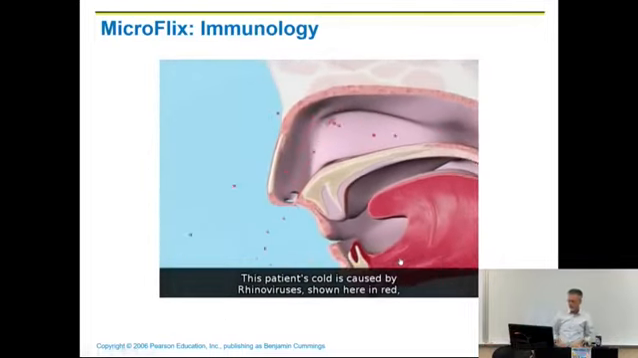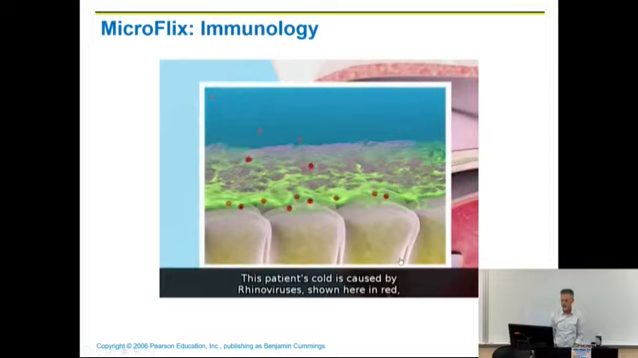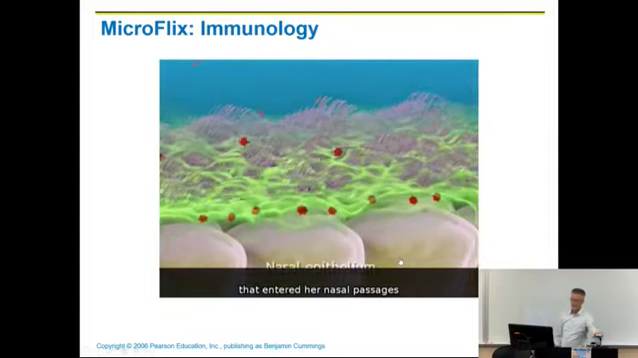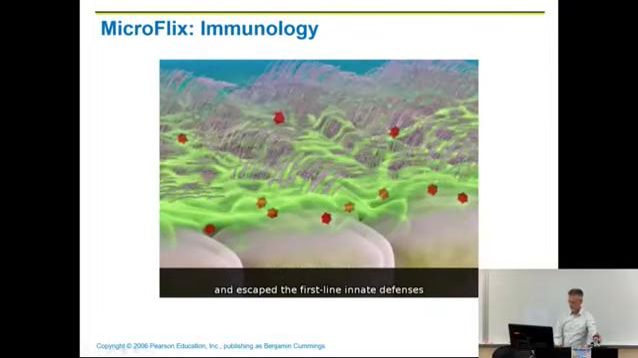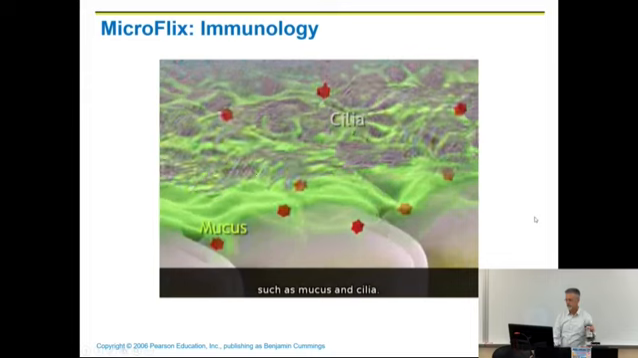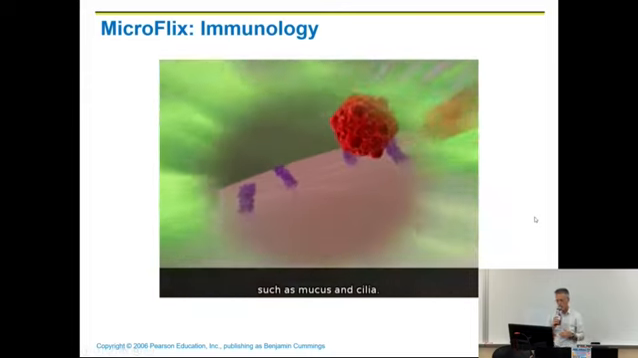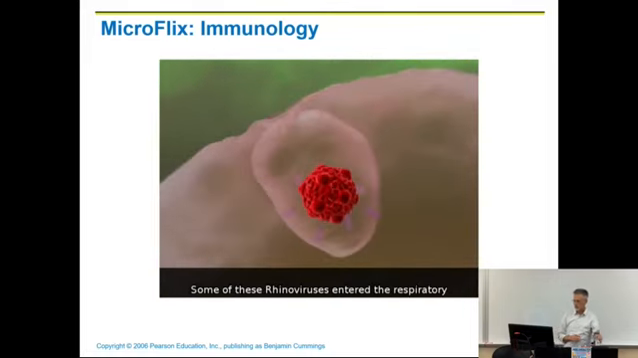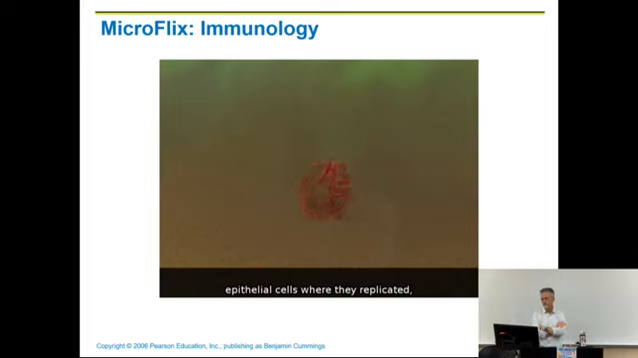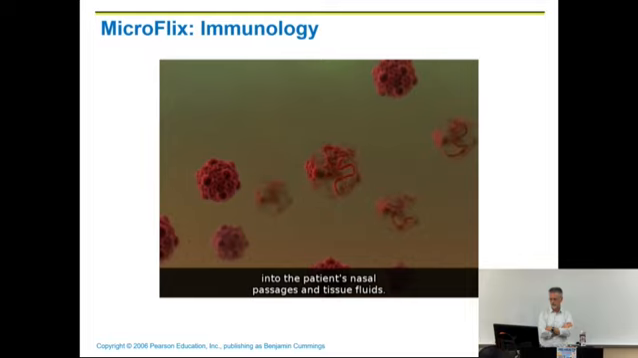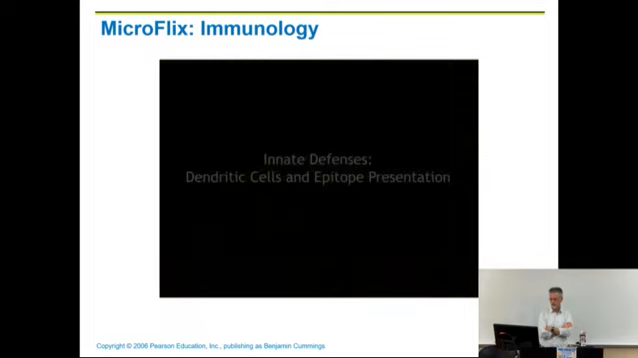This patient's cold is caused by rhinoviruses, shown here in red, that entered her nasal passages and escaped the first-line innate defenses, such as mucus and cilia. Some of these rhinoviruses entered the respiratory epithelial cells, where they replicated, releasing more rhinoviruses into the patient's nasal passages and tissue fluids.